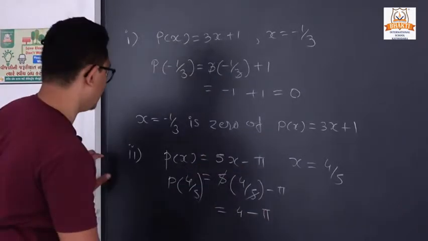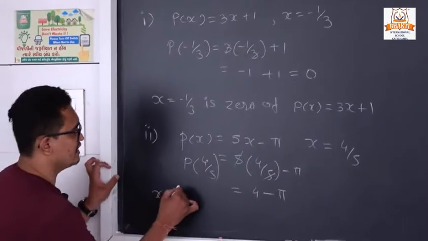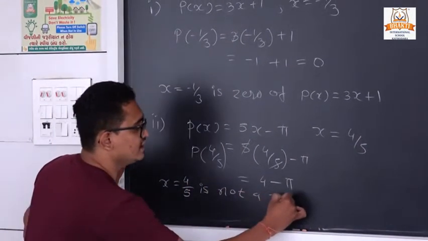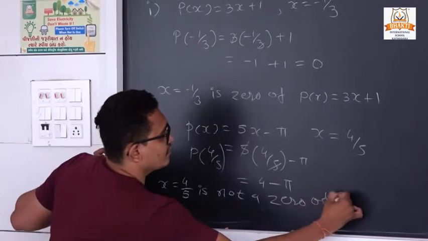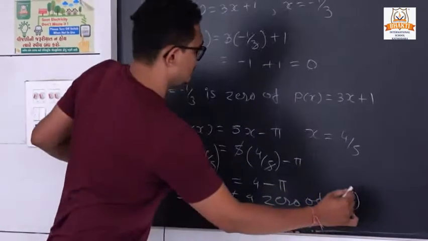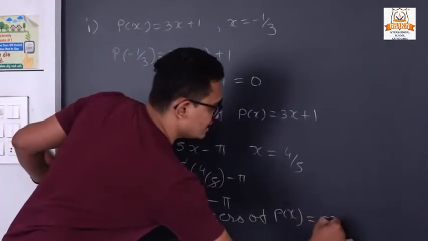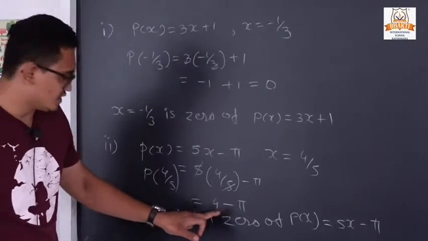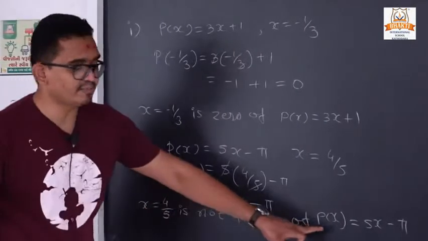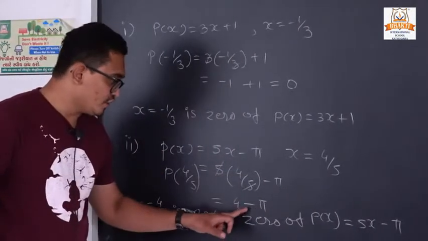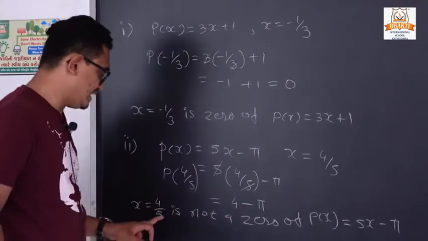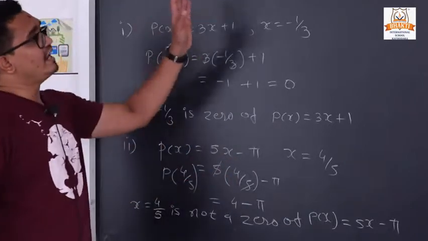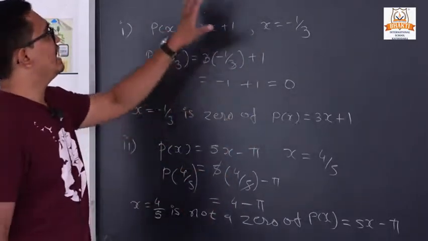So here we can write x is equal to 4 by 5 is not a zero of p of x is equal to 5x minus pi. If we get a 0 answer, we can write it is a zero of that polynomial. And if we don't get a 0 answer, we write it is not a zero of that polynomial. All the examples are similar like that.